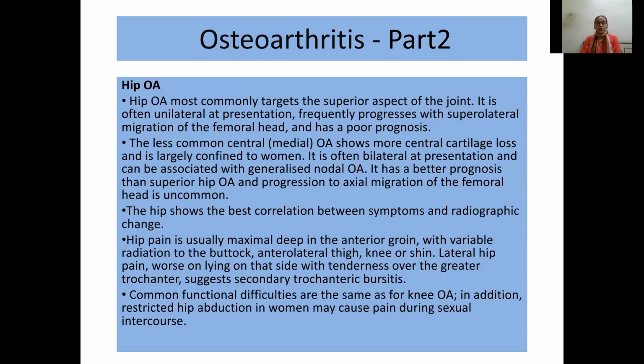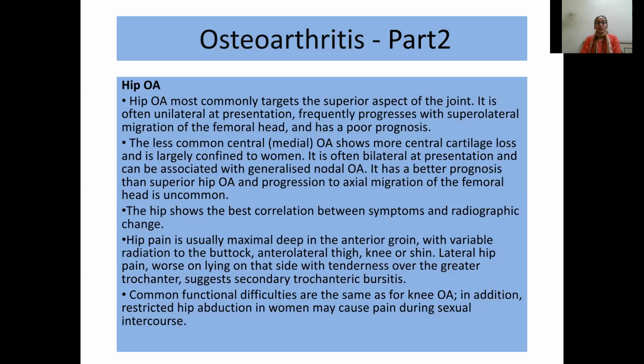It is often bilateral. So if there are changes on the superior aspect of the joint, that is often unilateral, but when the changes are in the central part of the hip joint, then it is bilateral in presentation and can be associated with generalized nodal OA. It has a better prognosis than superior hip OA, and progression to axial migration of the femoral head is uncommon, which is very common in OA of the superior aspect of the joint.